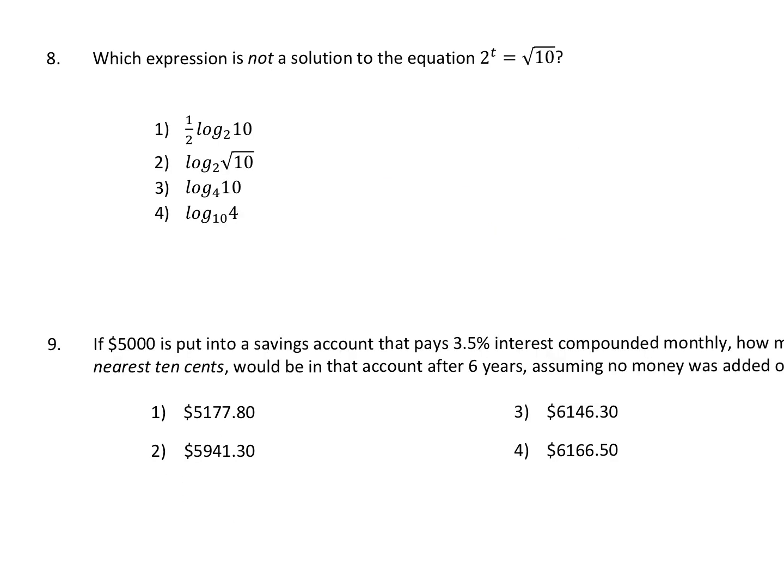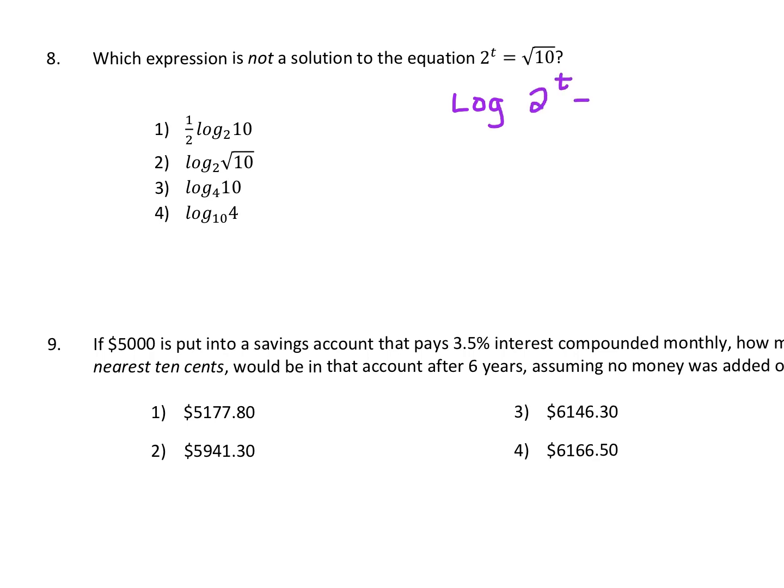Okay, number 8 wants to know which expression is not a solution to this equation. So, I'm going to go about this the easiest way that I think possible. Now, if the exponent is a variable, and that's what we're solving for, as long as there's no e involved, we just use logs. So I'm going to put log in front of both sides of the equation.